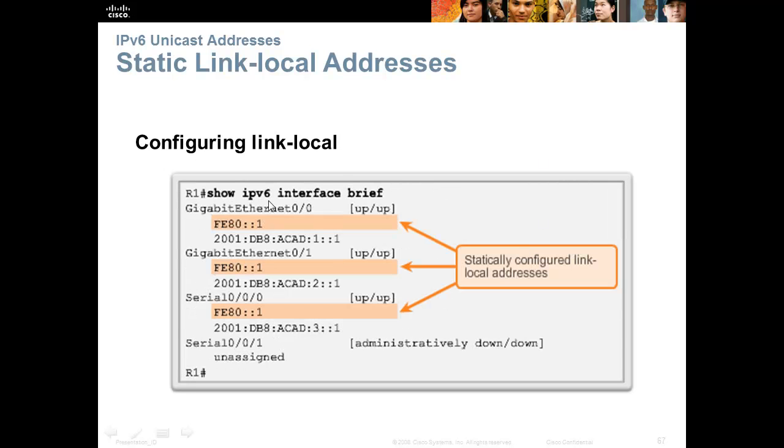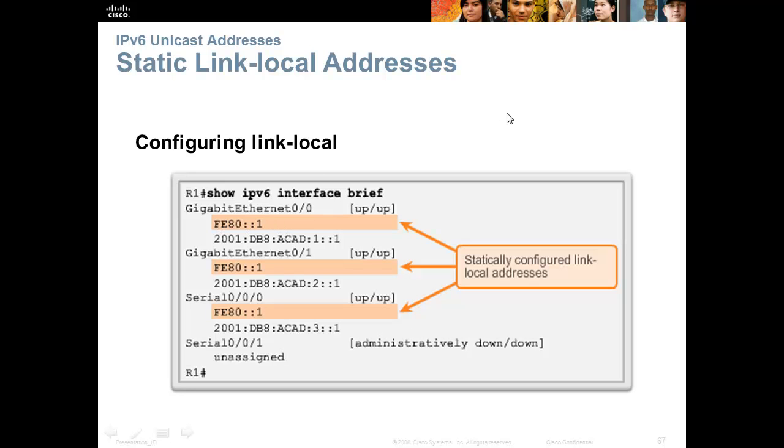Notice here when they do a show ipv6 interface brief, all of these have the same exact link local address. And that is perfectly fine because this link local address can only be used on that subnet or on that link that it's connected to. Every single port of a router is typically a new network. So this FE80::1 on the serial is on a different network than this FE80::1 on the gigabit Ethernet, which would then be on a different network of the gigabit Ethernet 0/0 up here.